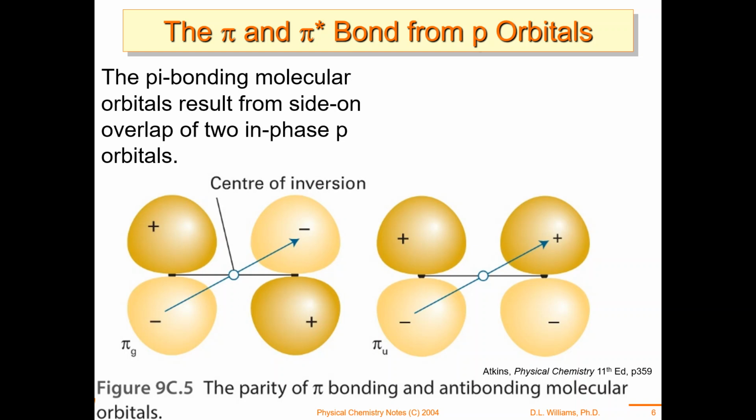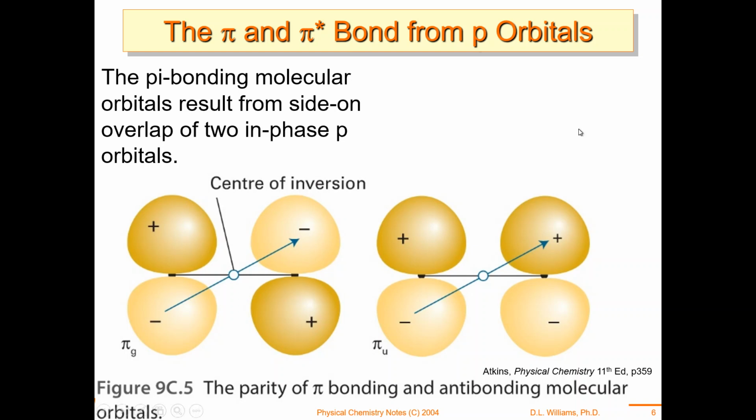Now let's talk about gerade and ungerade. Okay. So this one on the left is anti-bonding, but it's gerade. And on the hydrogen one, the bonding was gerade. So see what I'm saying? And you can't connect gerade and bonding or gerade and anti-bonding. You just have to look at the orbital and know.